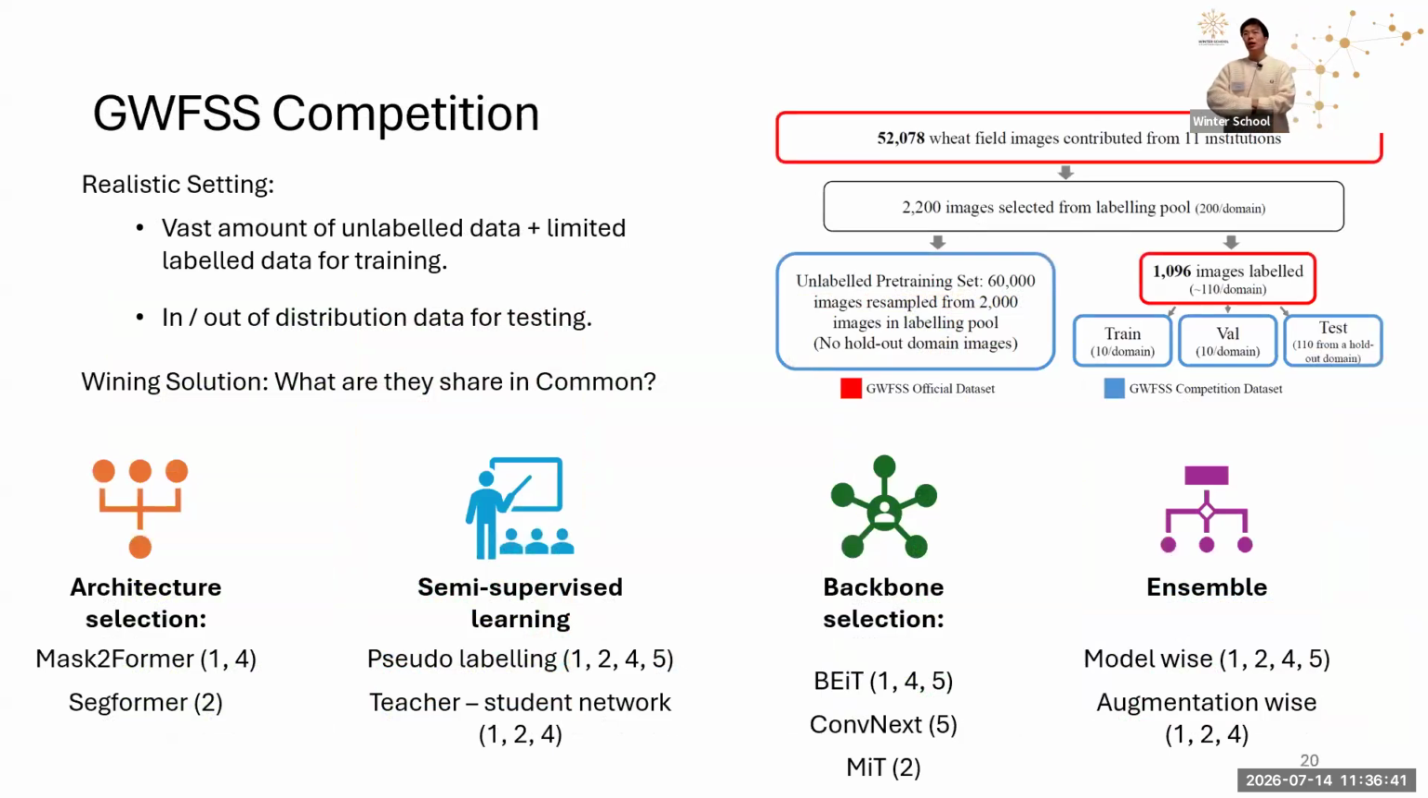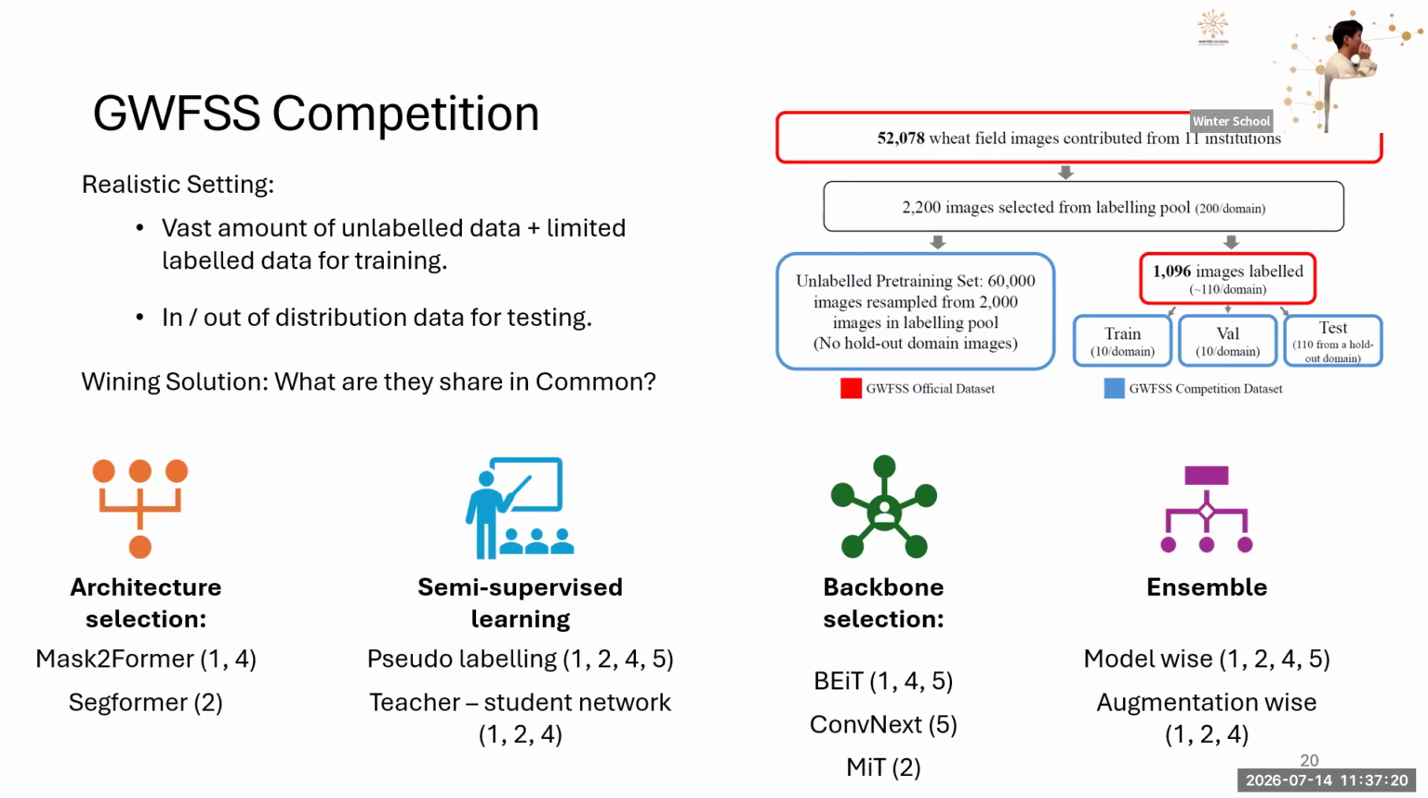But as we mentioned, in our initial analysis we did find some limitations of the baseline method, and that's why we hosted the Global Wheat Full Semantic Segmentation competition. This competition is open to worldwide participants. I won't go into great detail about this competition. I just want you to know that in this case, we adopt a realistic setting where we assume that a vast number of unlabeled images are available, but only very limited labeled data are available for training.